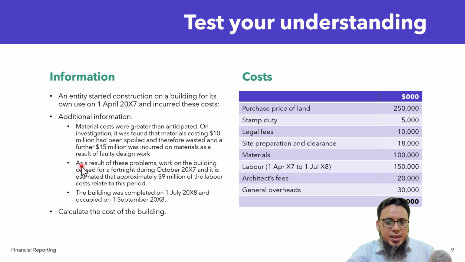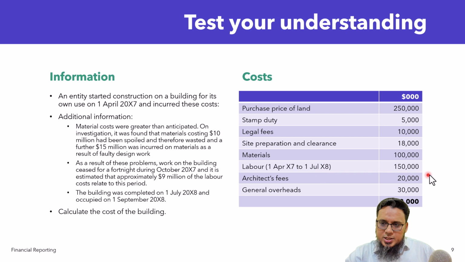As a result of these problems, work on the building ceased for a fortnight during October 2007, and it is estimated that approximately $9 million of the labor costs relate to this period. Now from 1st April to 1st July of the second year: April, May, June, July, August, September, October, November, December, January, February, March, April, May, June, July, so that's 16 months.